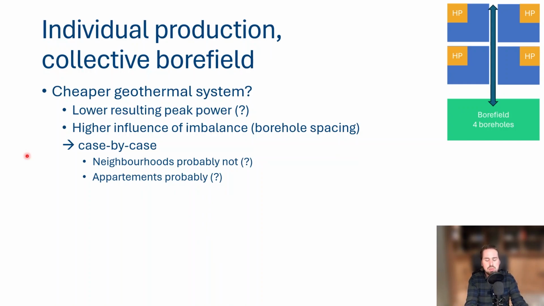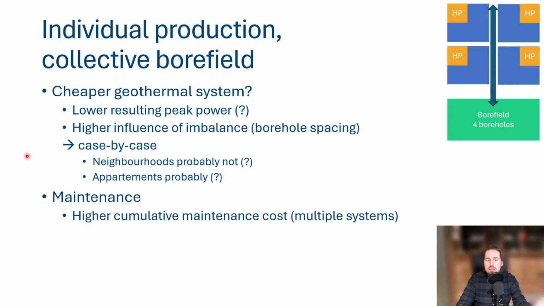Again, since in the individual case, your apartments or your boreholes were already close together, putting them on the same manifold will not change their spacing quite a lot. So the imbalance effect is not that different from this case when compared to the previous one. But we could have a lower resulting peak power, resulting in a lower total number of boreholes.